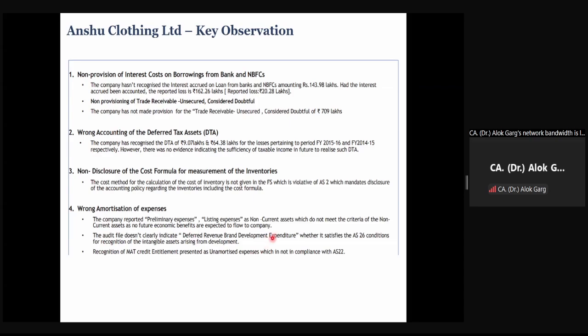Then there is a deferred revenue brand development expenditure. The company has incurred some expenditure and capitalized that expenditure, and it was not satisfying the conditions of Accounting Standard 26. Okay, so recognition of MAT credit entitlement presented as unamortized expenses is again not in compliance with Accounting Standard 22.